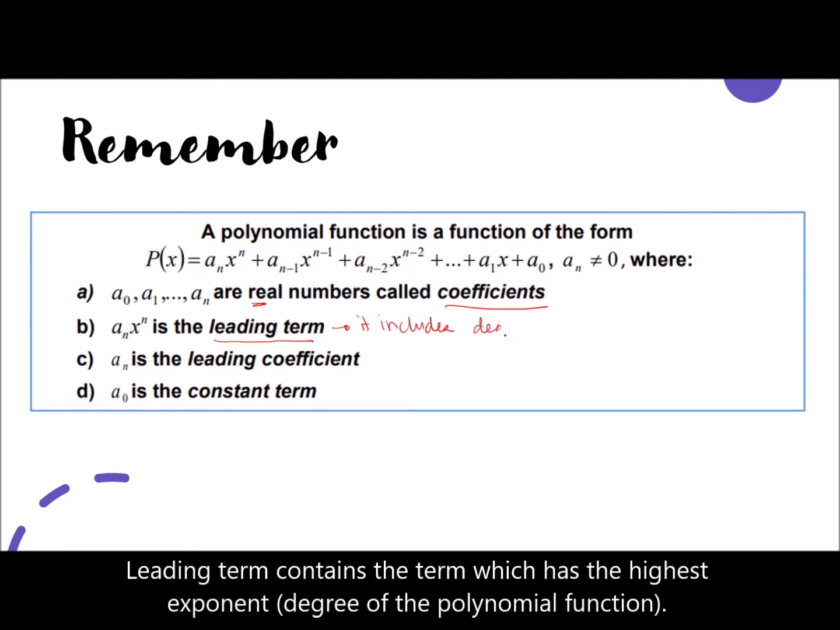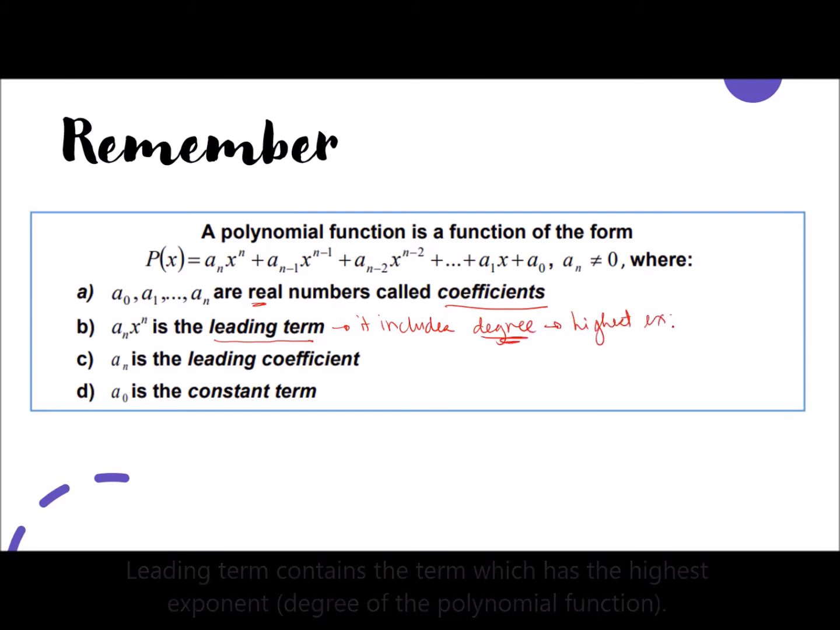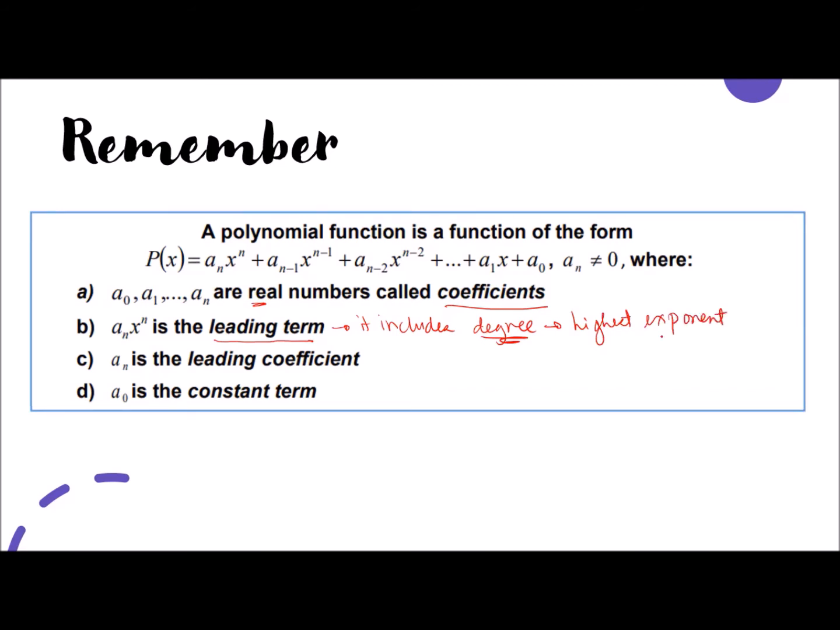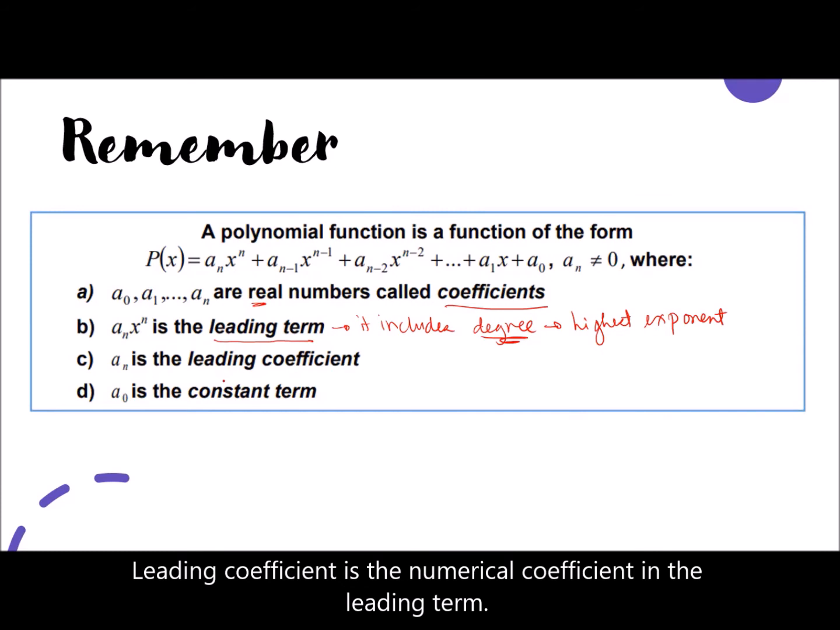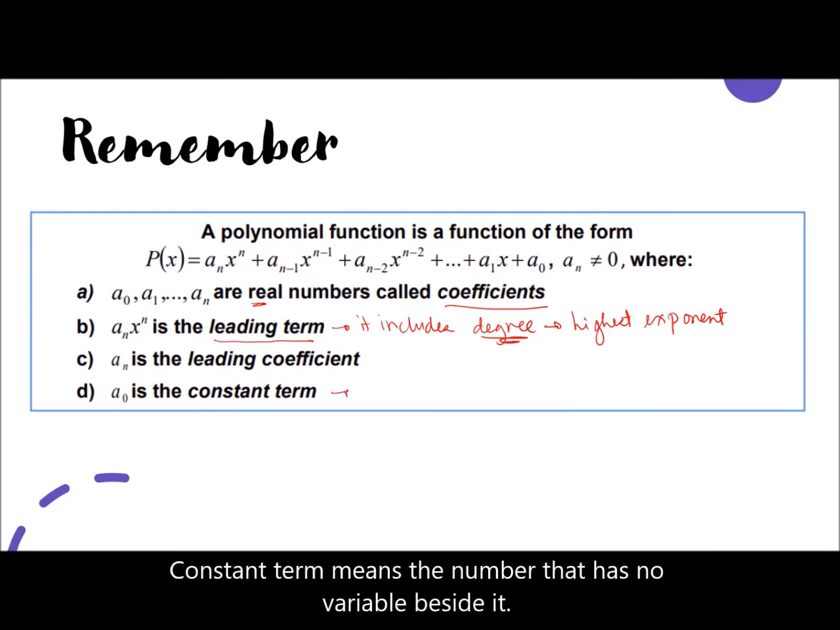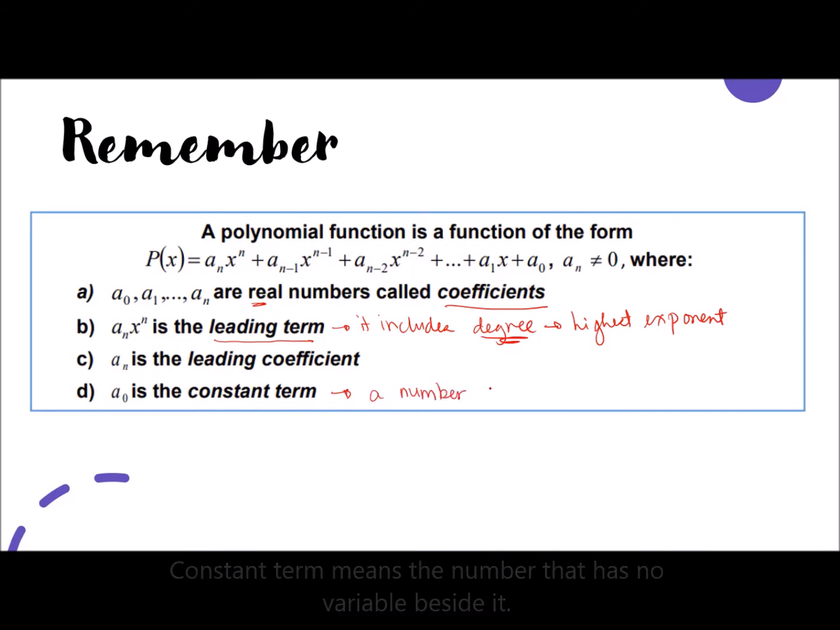Anong ibig sabihin ng degree of the polynomial? It pertains to the highest exponent. Kaya nga sinabing leading, pinakamataas. Okay po? And then the leading coefficient, ibig sabihin nandun yung leading term. And the constant term, it pertains to a number that has no variable beside it. Okay?